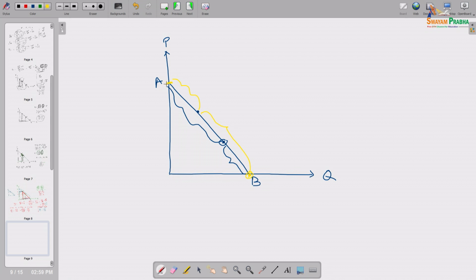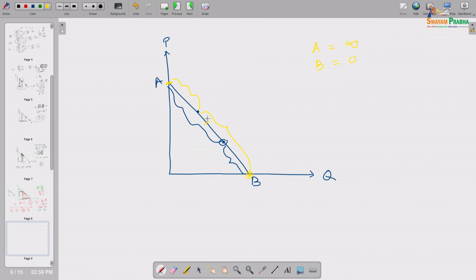At point A, it is infinitely large or undefined, because the numerator is the lower distance and the denominator is 0. So at point A, the own price elasticity of demand is infinitely large, or sometimes you can say undefined. At point B, this is 0.